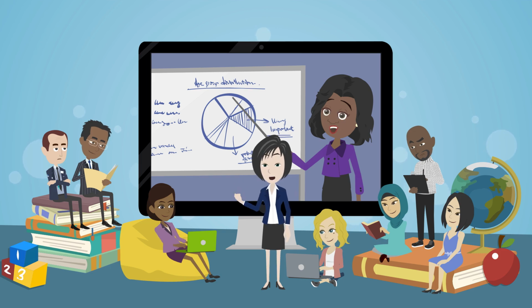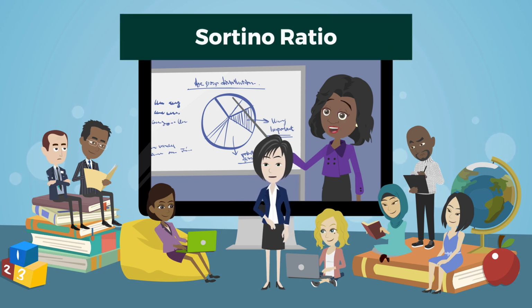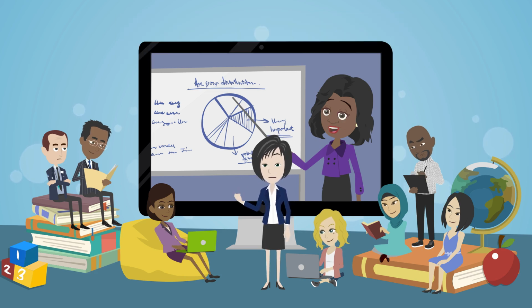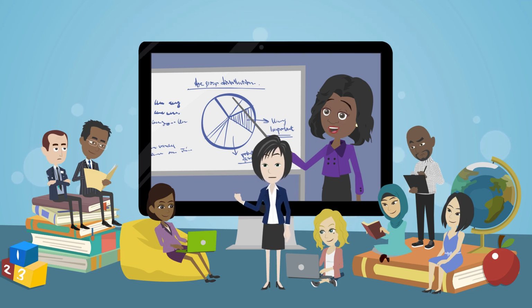Beyond these, other metrics like drawdown, peak-to-trough decline, and the Sortino ratio, which focuses on downside risk, are also considered. Performance attribution analysis breaks down where returns came from, helping to assess strategy effectiveness.